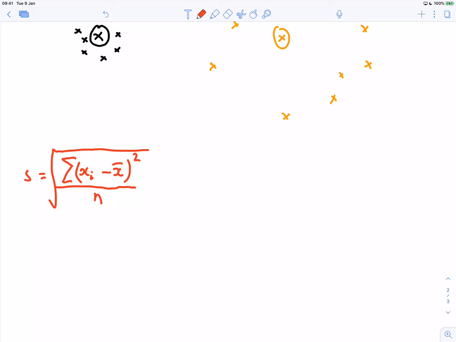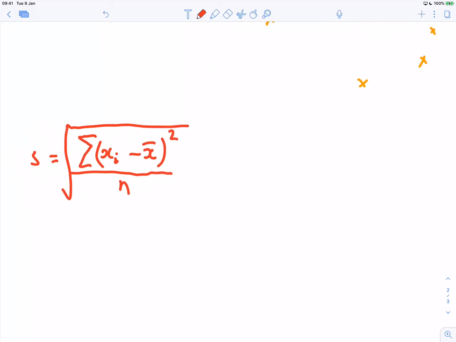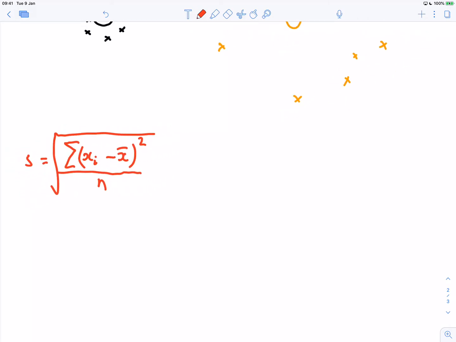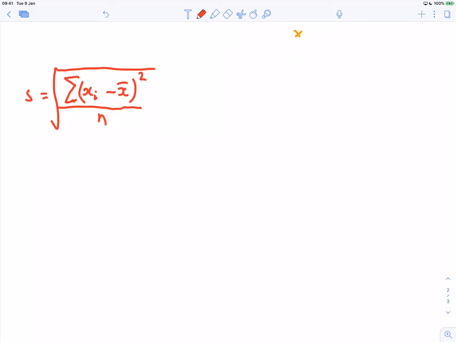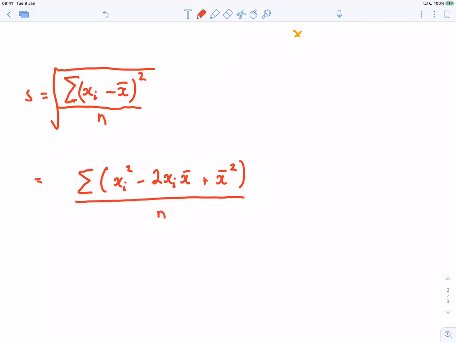Okay, now you're probably thinking, okay, that's great, but what happens if I don't know the mean, or I've just been given summary statistics? Well, let's suppose I expand out the top bracket. So I've got the sum of xi squared minus 2 lots of xi x bar plus x bar squared. Okay, and this is all over n. This is square rooted.